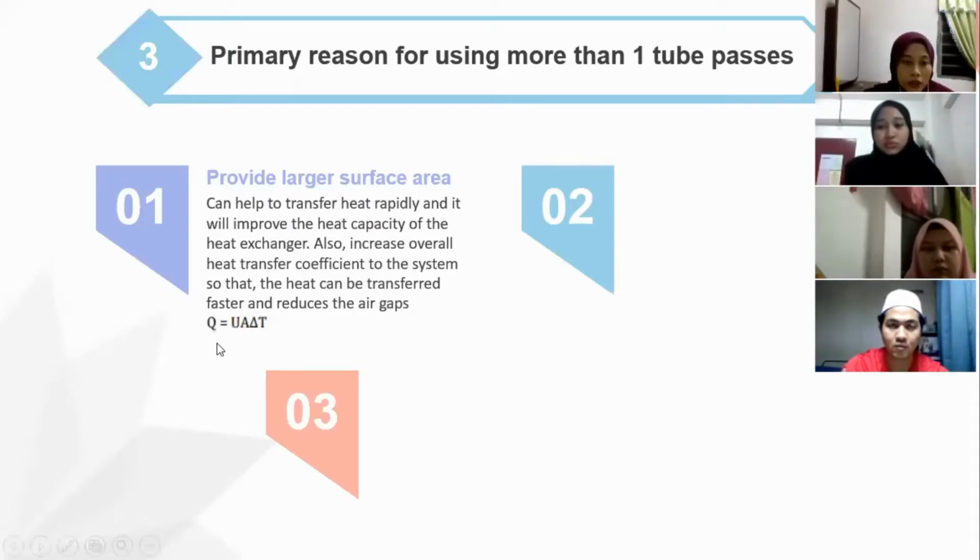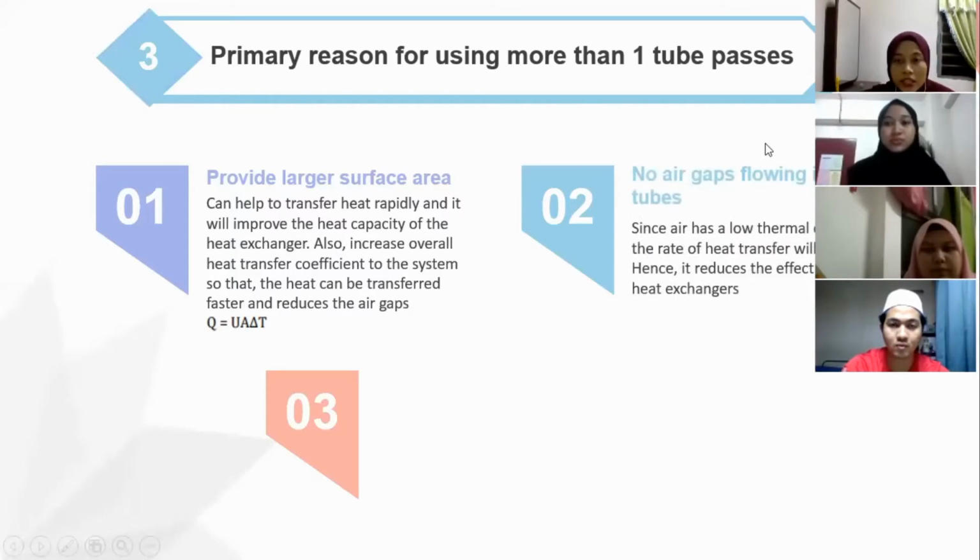Like the equation below, Q is equal to U, which is the overall heat transfer coefficient, times the surface area, times the temperature difference. So the heat transfer rate is directly proportional to the overall heat transfer coefficient.